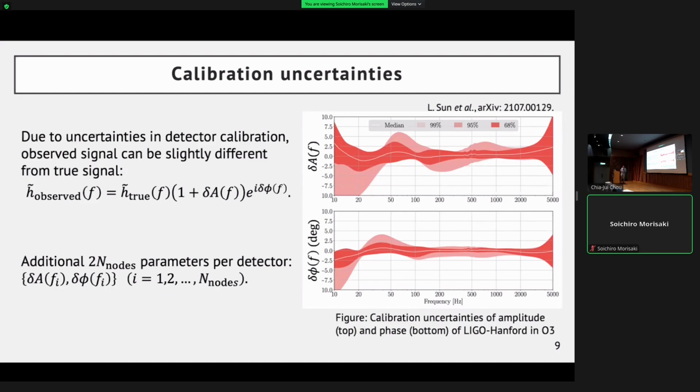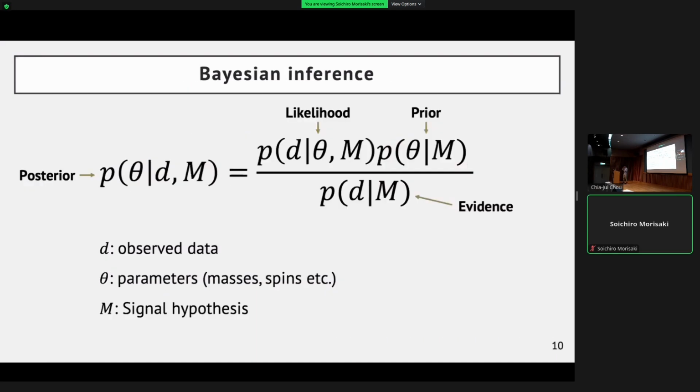In order to mitigate biases from these uncertainties, we introduce additional parameters that are basically the amplitude errors and phase errors at certain frequency points. Those entire amplitude and phase errors are modeled as spline interpolation of those values. So in summary, we have more parameters than the physical 15 parameters. Okay, that's all about the parameters we consider.